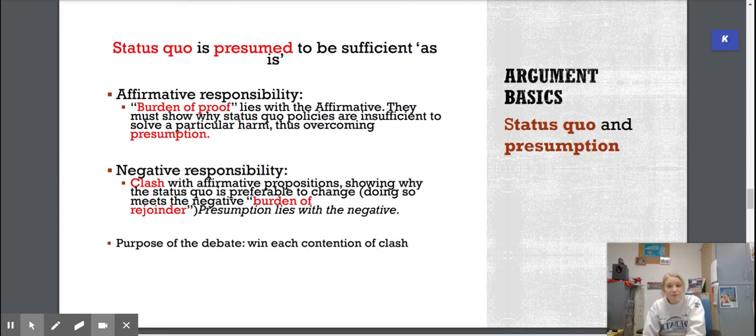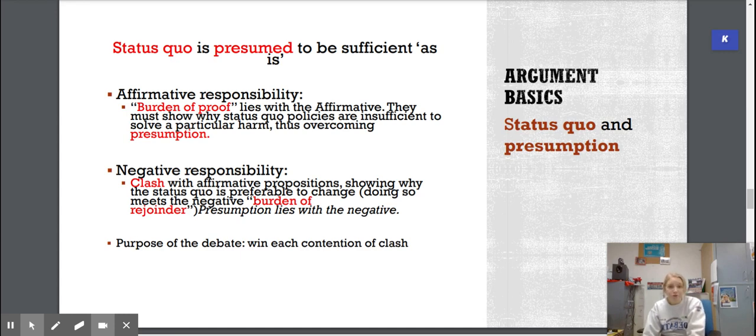So the affirmative's responsibility in a round is the burden of proof. So the burden of proof lies with the affirmative. They must show why status quo policies are insufficient to solve a particular harm, thus overcoming presumption. So there's a lot of words there.